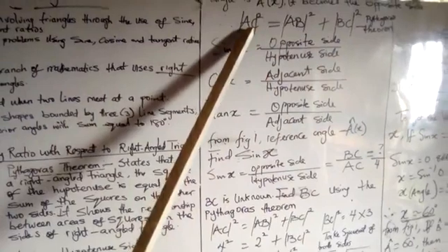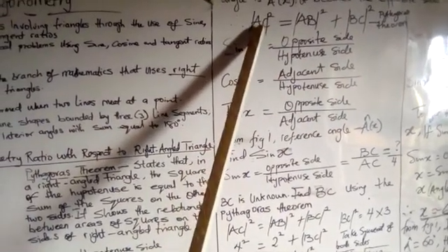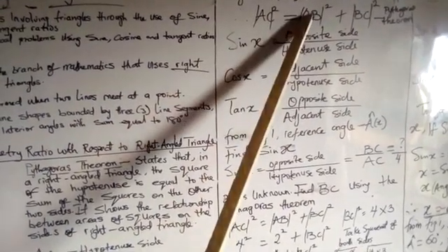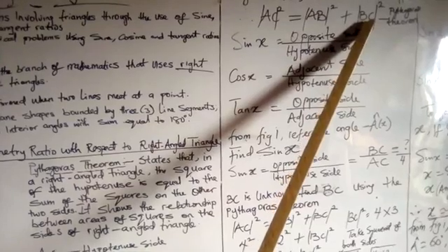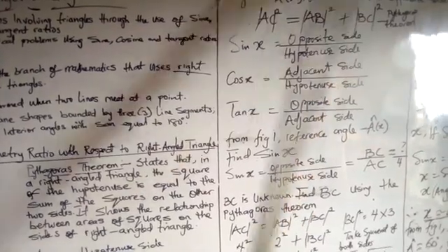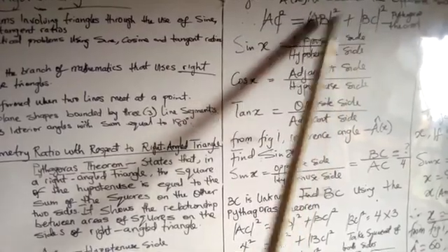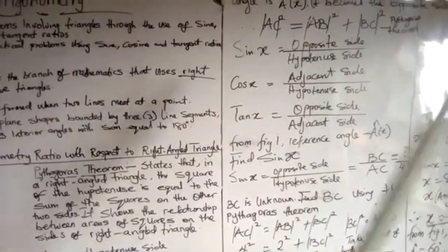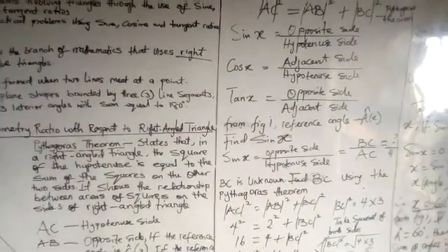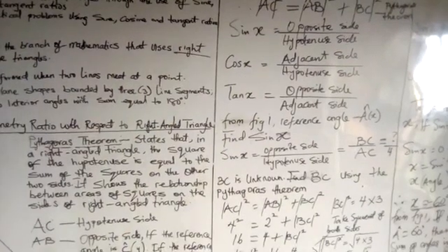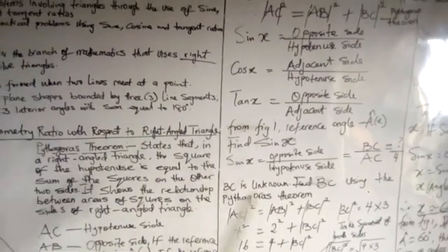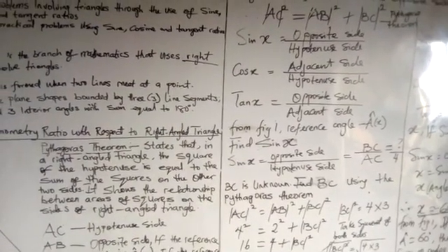This is the hypotenuse. This is the adjacent, and this is the opposite. This now depends on the reference angle. But using Pythagoras theorem, what you are to know is just to get the length of the sides. You are using Pythagoras theorem to get the length of the side. For example, this AB is given to us.